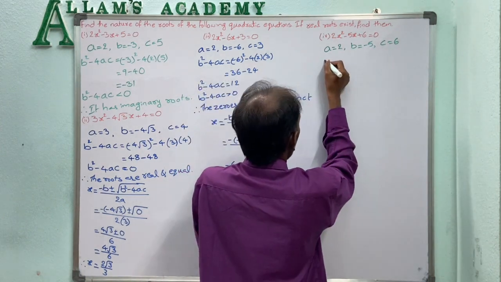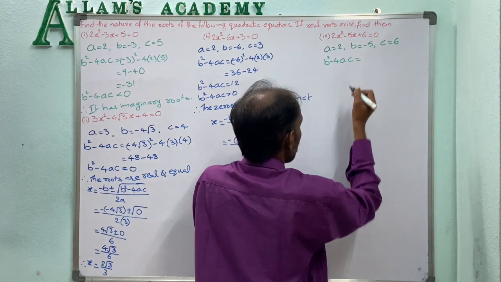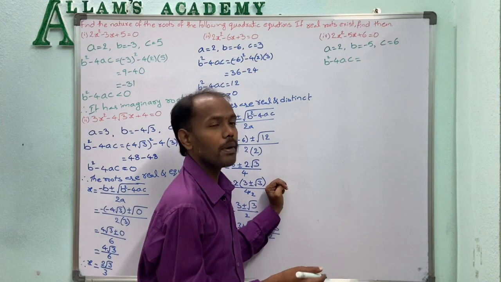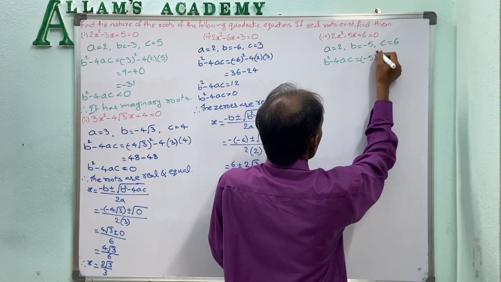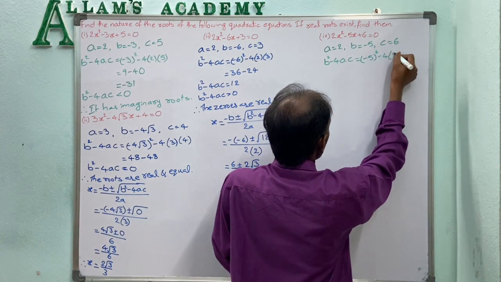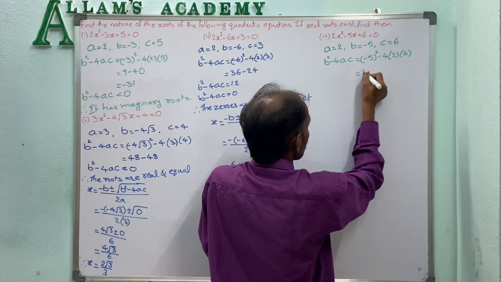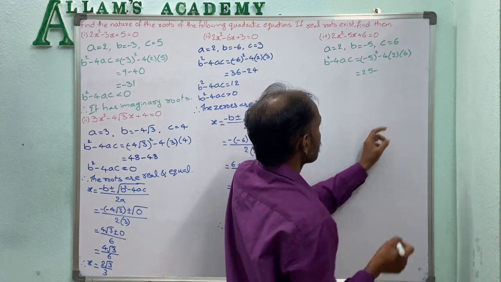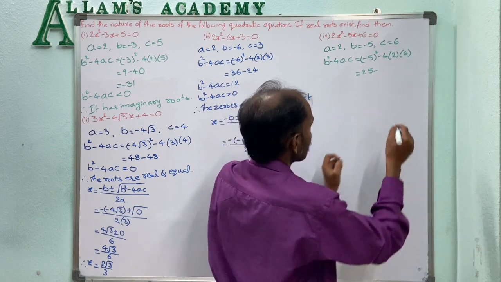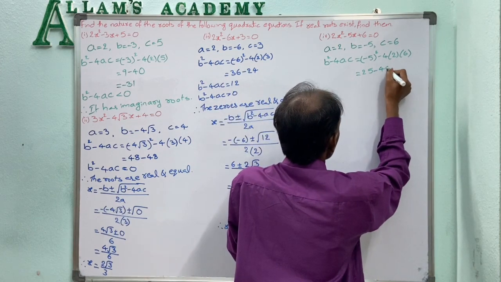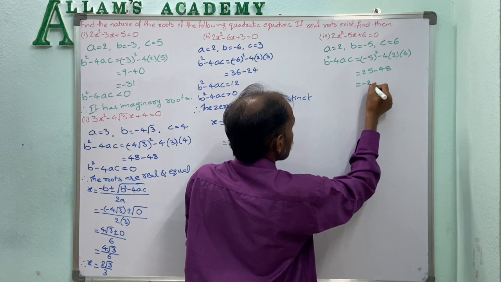Now we find the discriminant for finding the nature of the roots, that is b square minus 4ac. So here b equal to minus 5. So minus 5 whole square minus 4ac. So 4 into a equal to 2 and c equal to 6. So minus 5 whole square equal to 25, minus 4 into 2 is 8, 8 into 6 is 48. So 25 minus 48, that is nothing but minus 23.